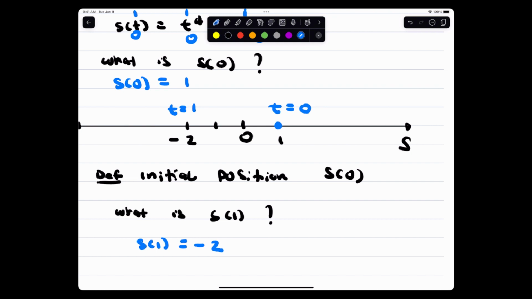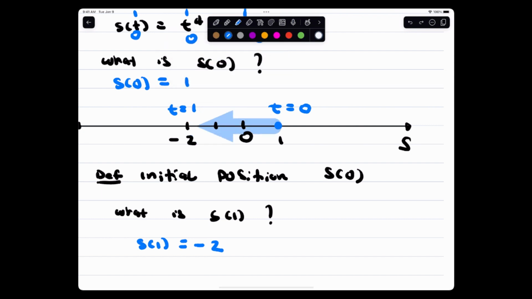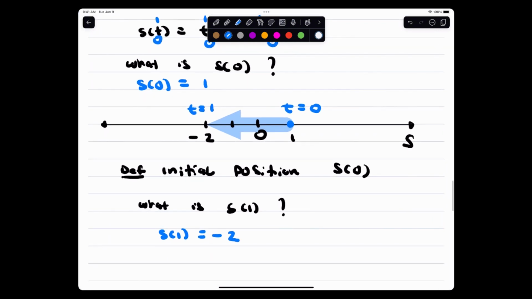Okay? So you might say, well, what just happened with this particle at that time? Well, obviously the particle moved in what direction? Right? Your particle in this time interval, 1 second later, the particle moved where? It moved to the left. Is that true? Okay, so you start at 1, and now you're at negative 2, 1 second later. This is looking at position here.